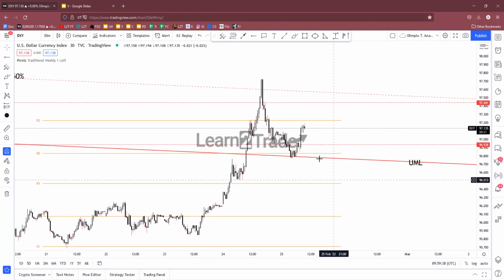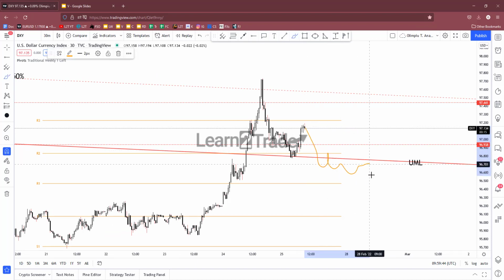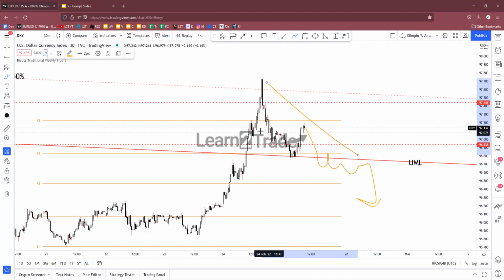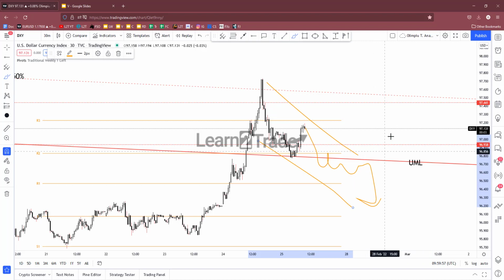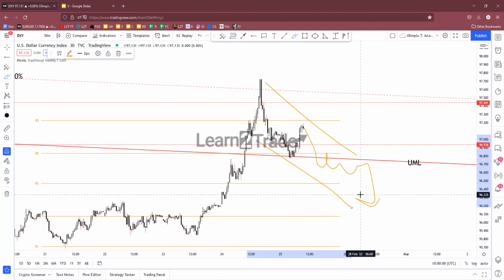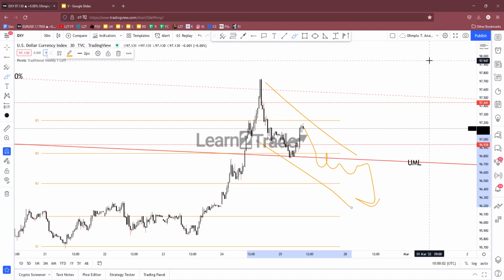Right now the bias is bullish, and only if the dollar index drops and makes a new lower low, to close and stabilize below the upper medium line, would it signal a potential deeper drop. Maybe we'll have something like a pattern, like a channel here, which could also be something like a bullish pattern. Even if the price drops deeper, it could still develop a new leg higher after escaping from this potential channel.